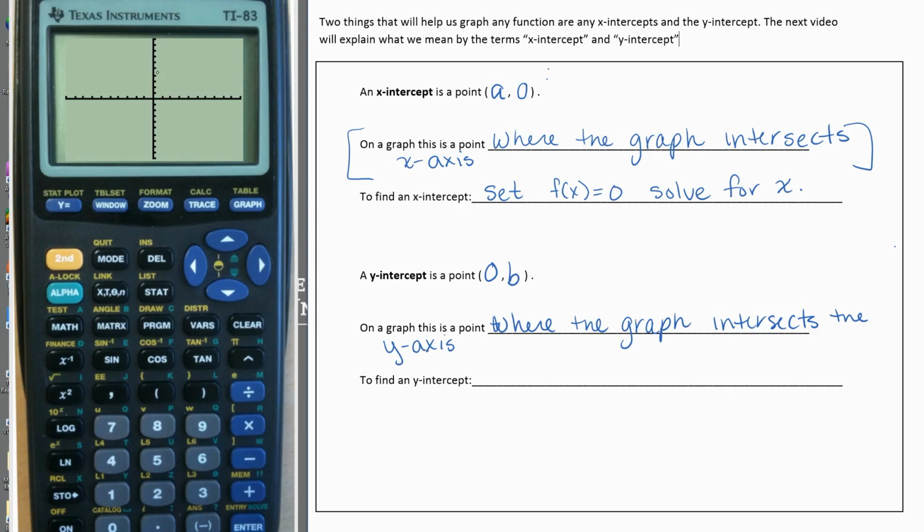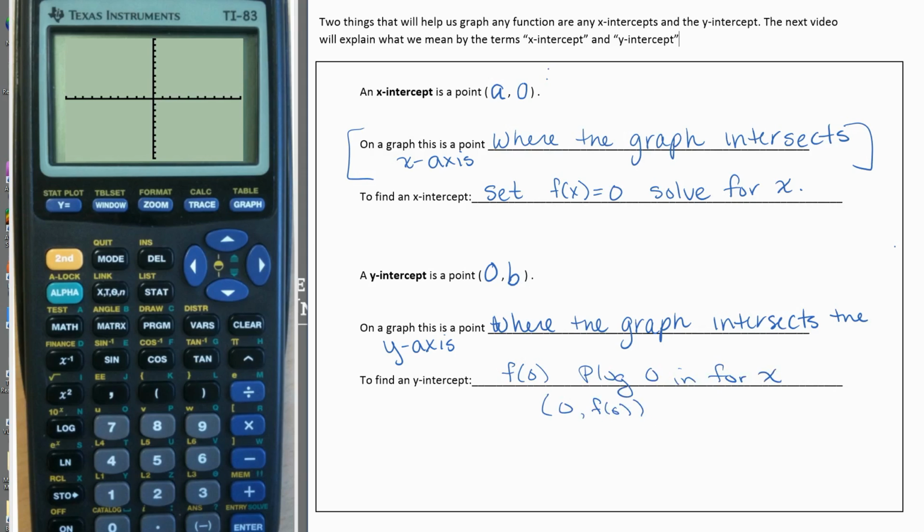Okay, so it would be some point along the y-axis. And here you haven't gone left or right at all, so that's why the x-coordinate would always be 0. To find the y-intercept, you're really just finding f of 0. So you're going to plug 0 in for x, and then you'll find y. So it'll be 0, comma, f of 0, whatever you get when you plug in 0.